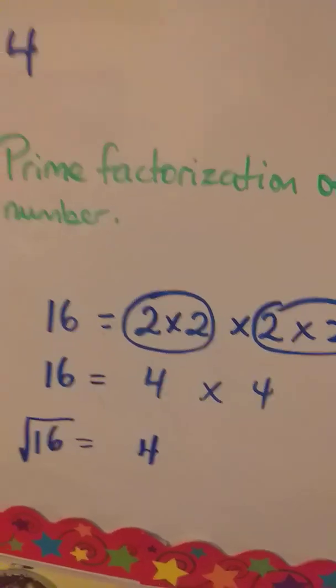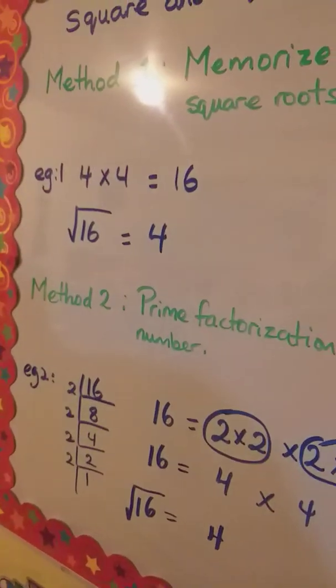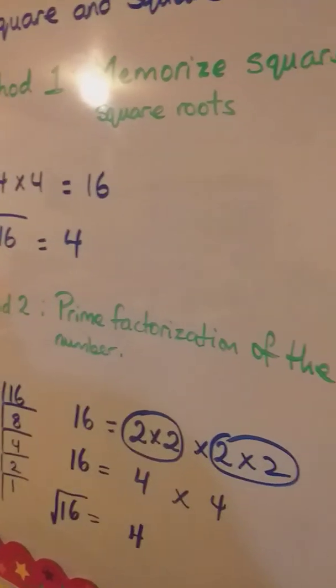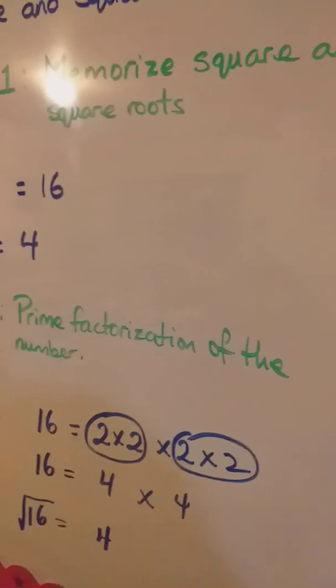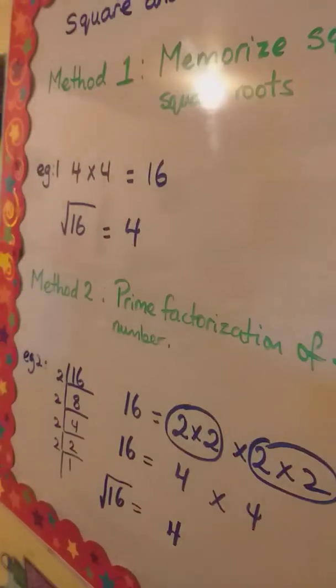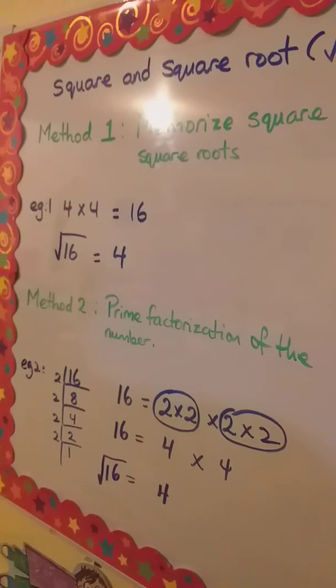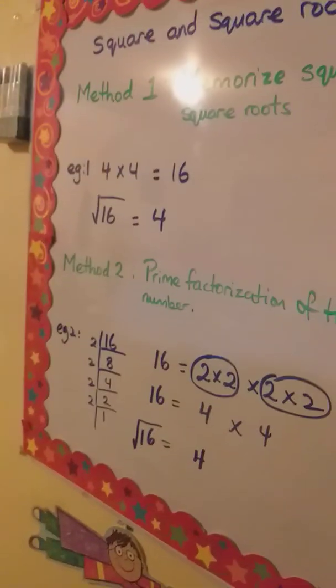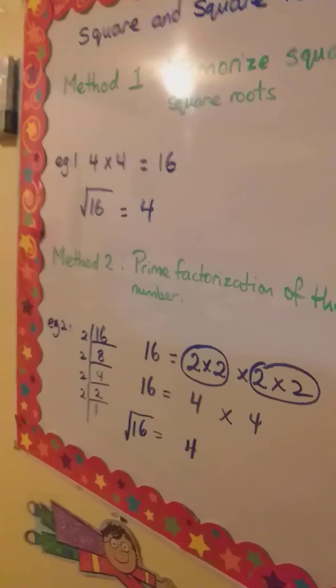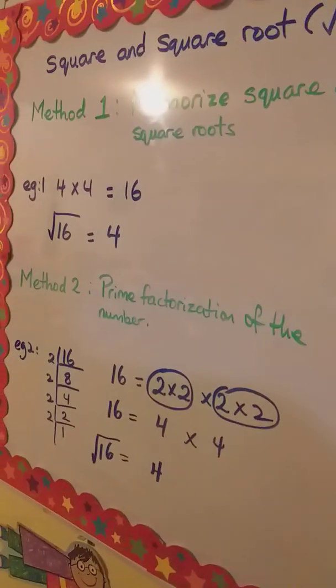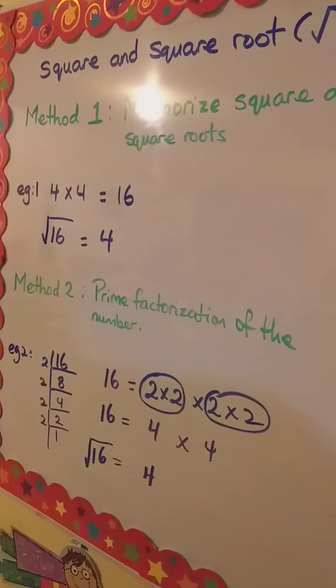So here you have it. You could use any of these 2 methods. Method number 1 is just to memorize the squares and the square roots, and you will see in your Google Classroom that I have uploaded a sheet for you to memorize. You could use that as well. Or you could use method number 2 to prime factorize. Whichever method you use, just be comfortable with it.